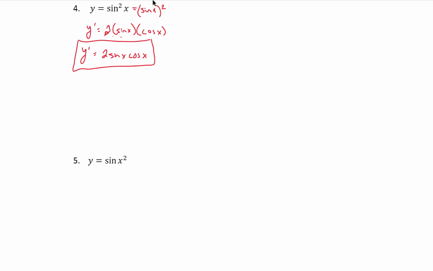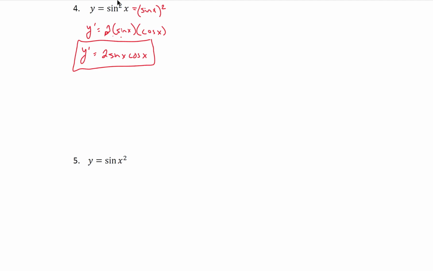So let's look at the next example. What's the difference between the one that we just did, y equals sine squared x, and this next one, y equals sine of x squared? Notice the difference is where that squared is. In example 4, that squared was attached to the trig function. So that's what told us this was sine x quantity squared.